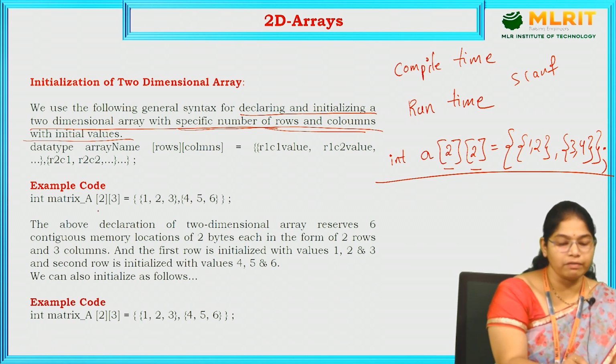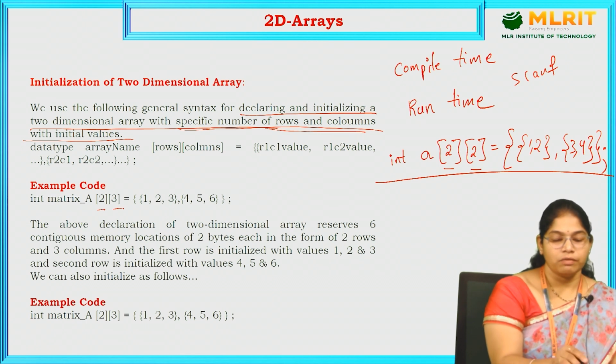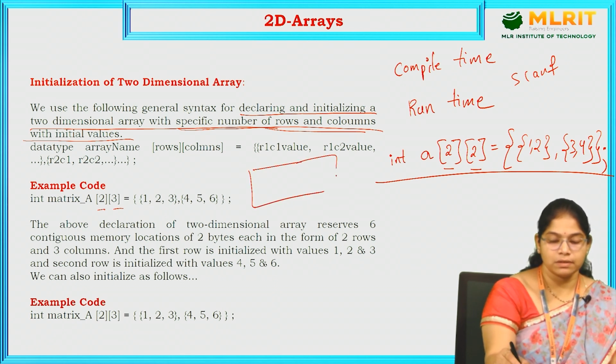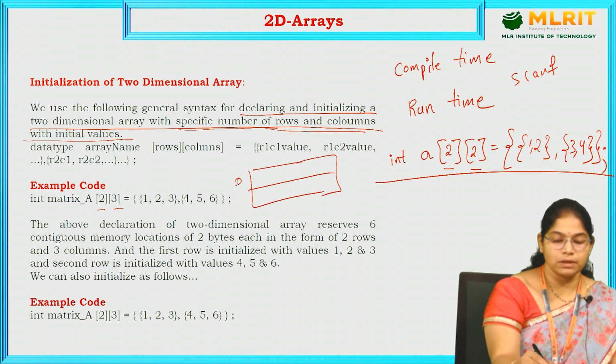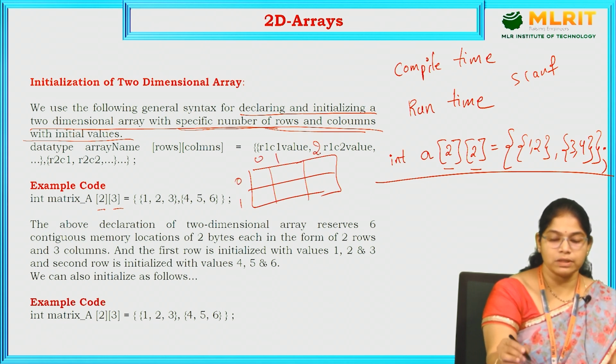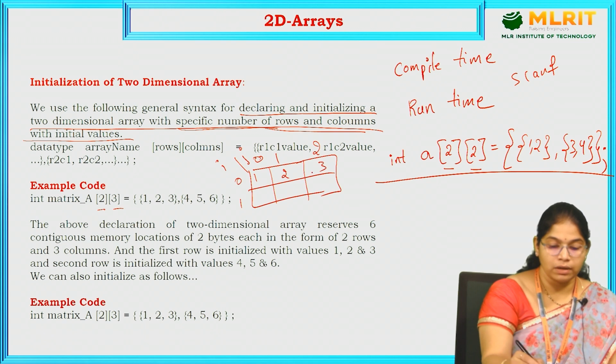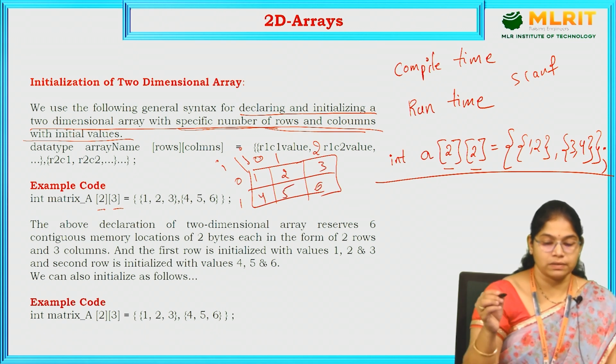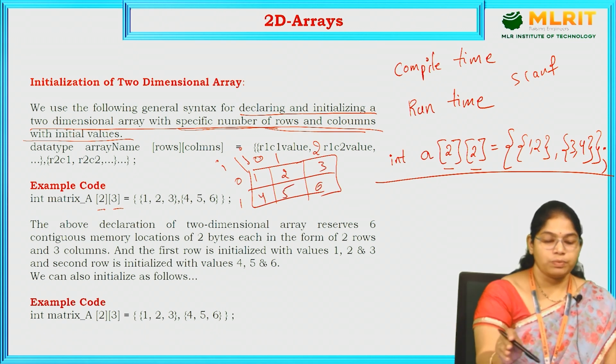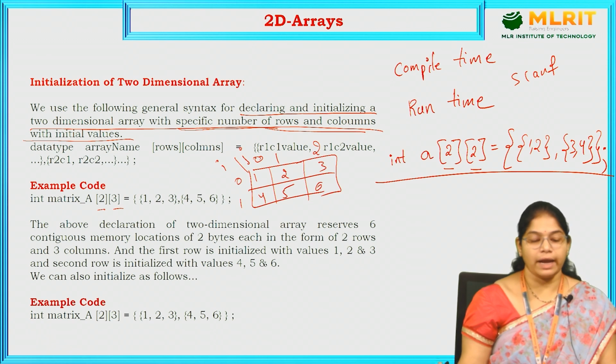So here we have 2 rows and 3 columns, for example. If we visualize this, 2 rows, that is 0 and 1, and 3 columns, 0, 1, 2. Always the index starts with 0. This is represented with j and this is represented with i. So it is 1, 2, 3, 4, 5 and 6. In this way, we can initialize the values at compile time.